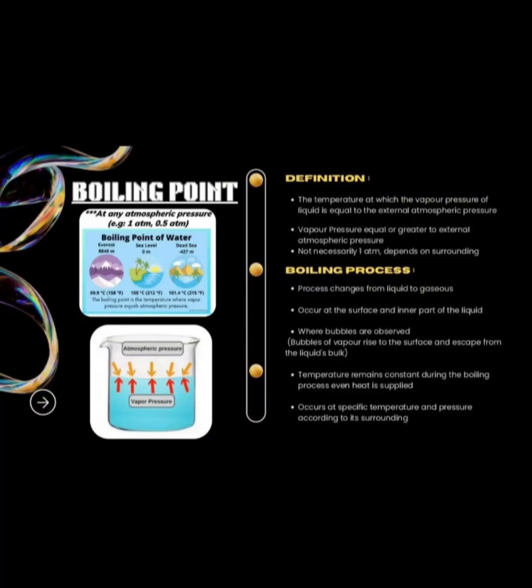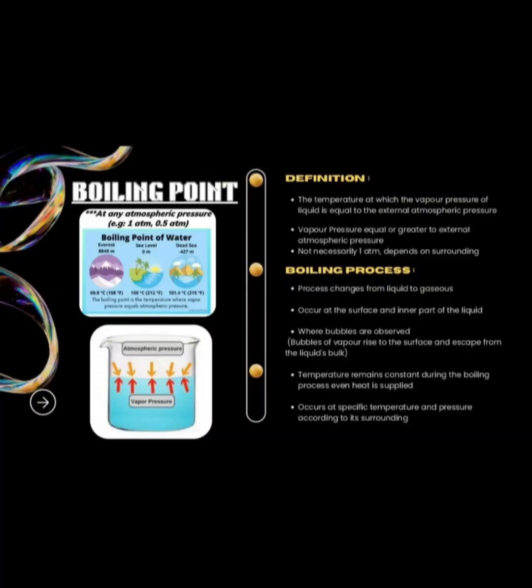What's the definition of boiling point? The definition of boiling point is the temperature at which the vapor pressure of liquid is equal to the external atmospheric pressure. Vapor pressure equal or greater to external atmospheric pressure. It is not necessarily 1 atmosphere depending on the surrounding.